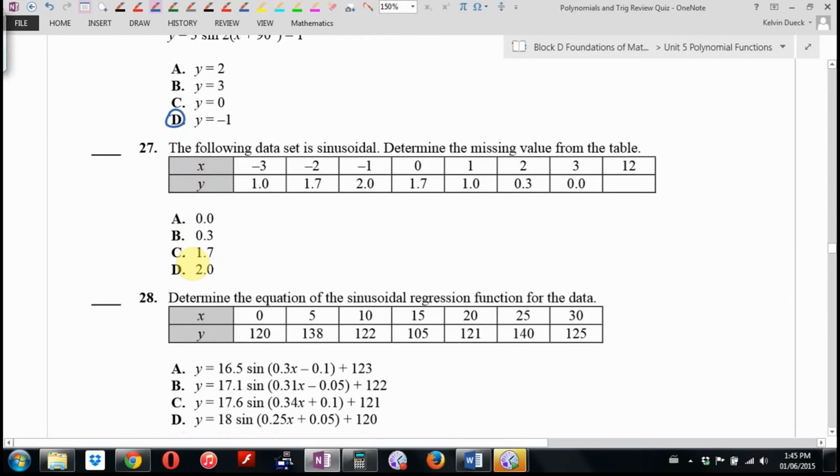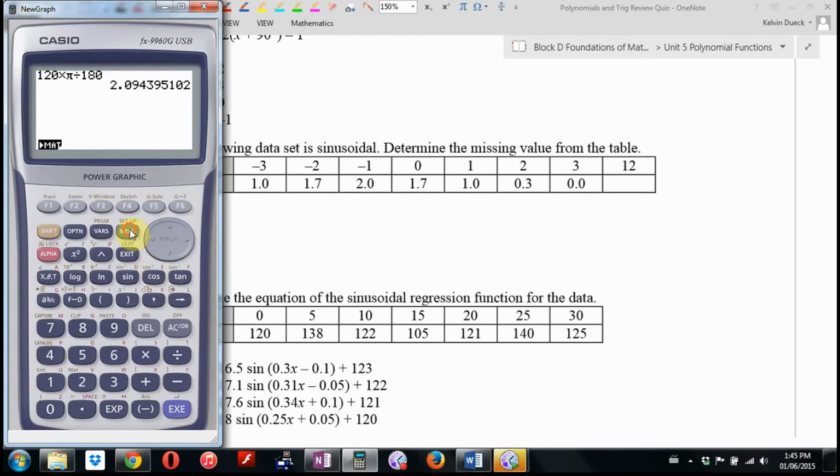27, the following data set is sinusoidal. Okay. Menu, stat, delete all, -3, -2, -1, 0, 1, 2, 3, and then 1, 1.7, 2, 1.7, 1.3, 0. Graph. Oh, that does look like part of a sine function. Calculate. Said make sure it's sinusoidal, which on this one is F5.